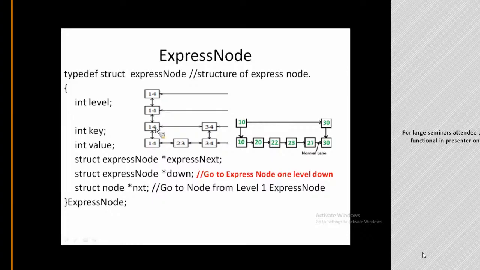So go to the node from level 1. If I take this as level 1, when I want to come from level 1 to the normal lane, I'm using this particular pointer. When I go from one level to another but continue to remain in the express node, I'm using this down. Horizontally, when I want to go from 14 to 34, I'm using this particular pointer.